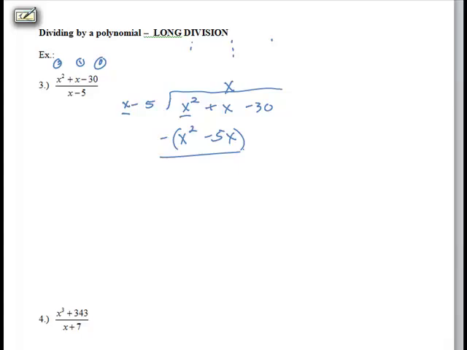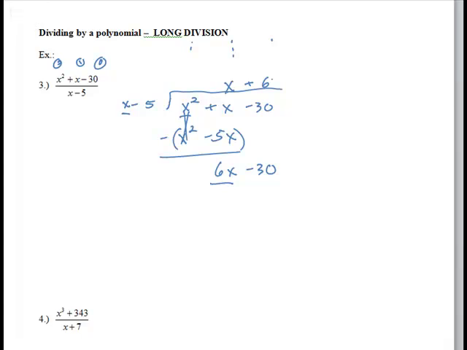We're going to subtract, making sure we distribute the subtraction to both of these columns. The first column here, x squared minus x squared, cancel out, and that's exactly what should happen. The second column, x minus a negative 5x, becomes x plus 5x, or 6x. Bring down that next term, negative 30, and do it again. Determine what you need to multiply x by in order to get 6x. And of course you have to multiply it by positive 6, so that goes above the 30.